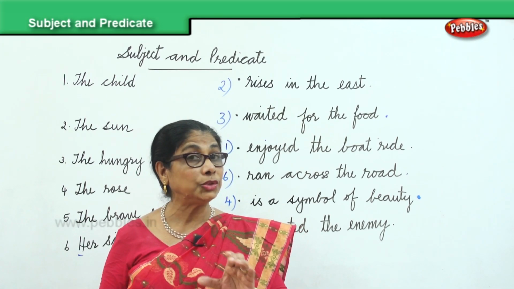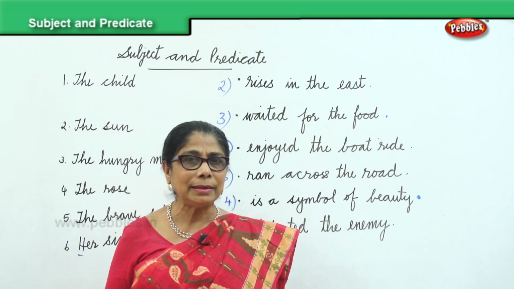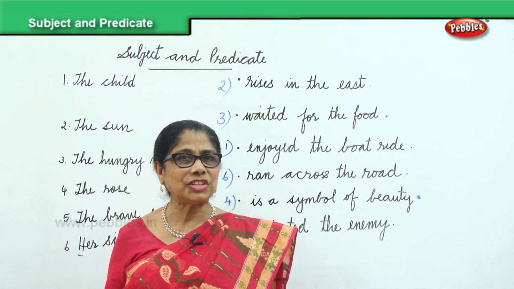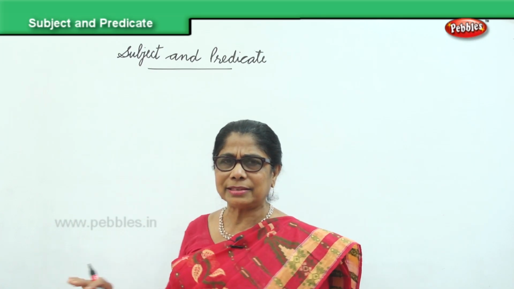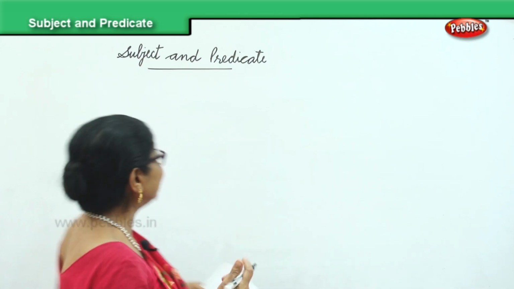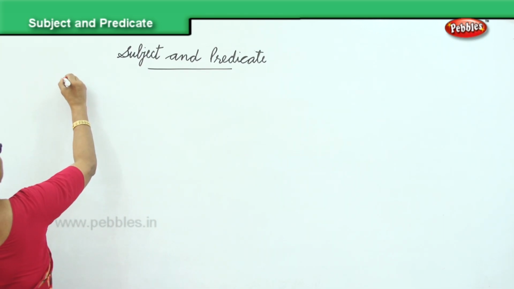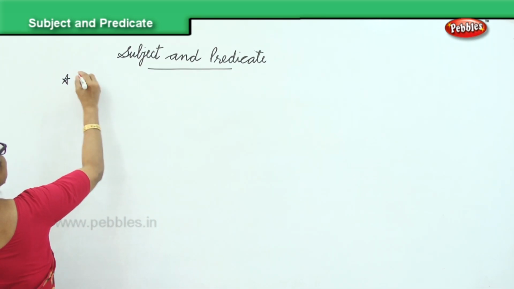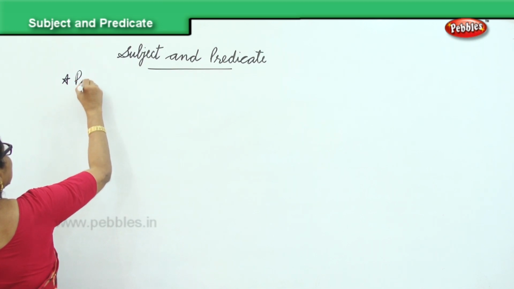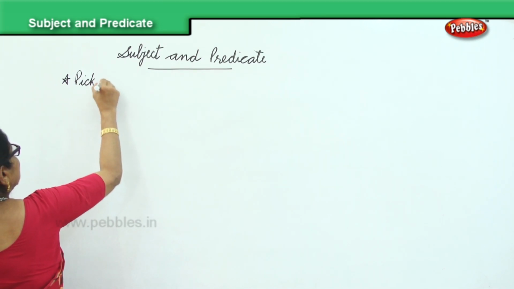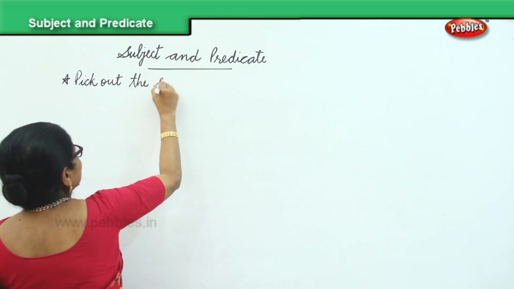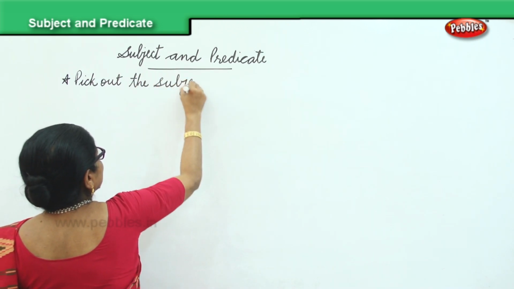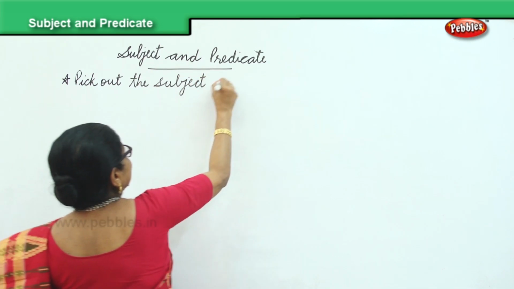Now I am sure you understood better what is a sentence, how to segregate subject and the predicate. Now I will give you few sentences. We will pick out subject and the predicate. So pick out the subject and the predicate.